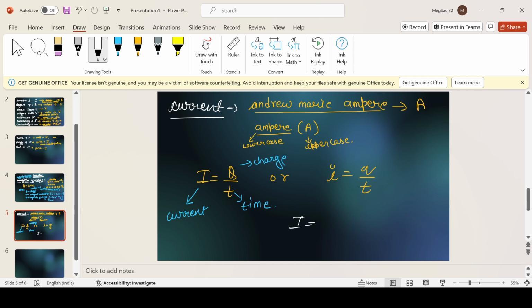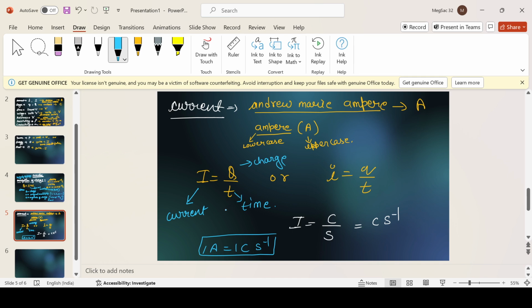So I equals Q by T. What is the unit for Q? Coulomb. And for time it is second. That means it becomes coulomb per second, coulomb second inverse. And we all know one thing, current is measured in ampere. So from today onwards, whenever you find out that 1 ampere is equal to 1 coulomb per second.